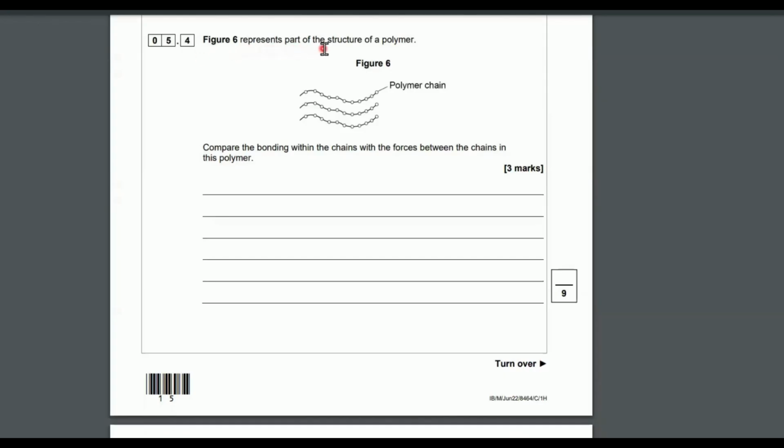5.4, figure 6 represents the structure of a polymer. So here we have polymer chains. Compare the bonding within the chains with the forces between the chains in the polymer. So this is quite interesting and quite a difficult question.